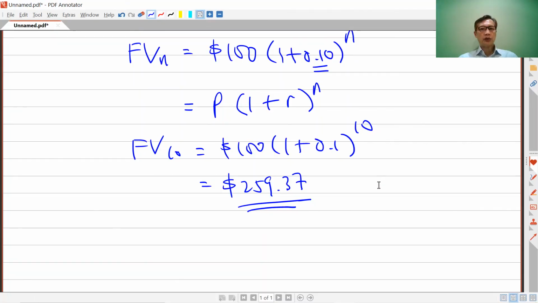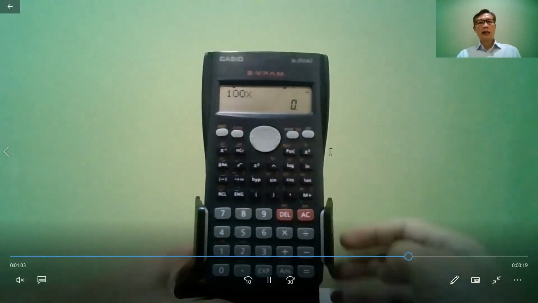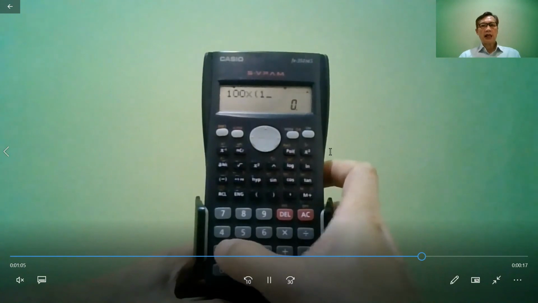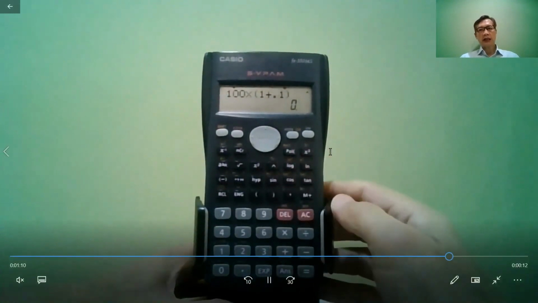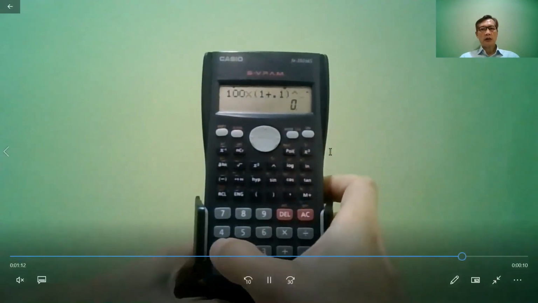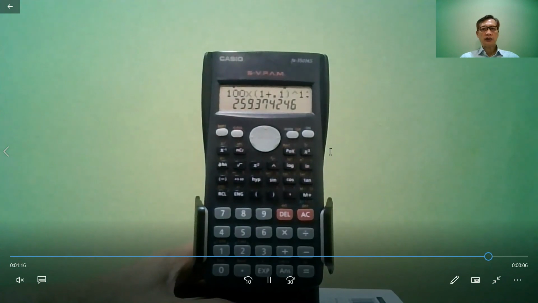The last one to show is keeping the money for 10 years. So 100, multiply 1 plus 0.1, or just 1.1 will do, and then you press to the power of 10, and you will have 259.37 rounded.